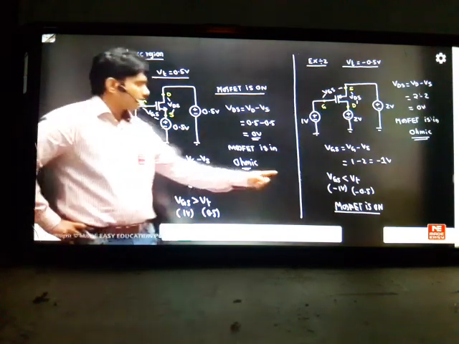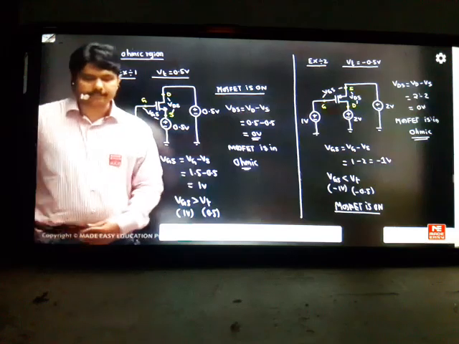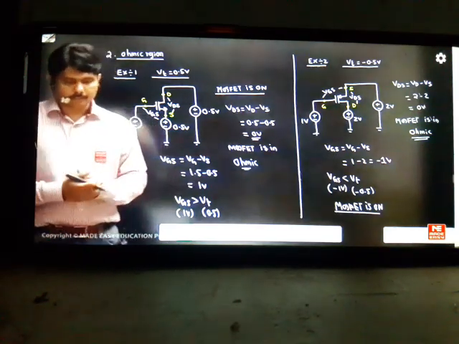Yes, Arpita, great. MOSFET is on because minus 1 is less than minus 0.5. In PMOS, being less is important. Great.